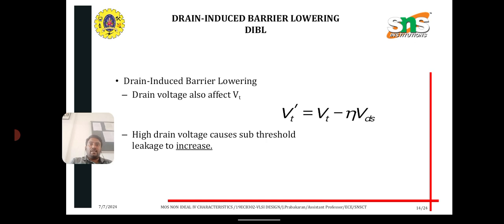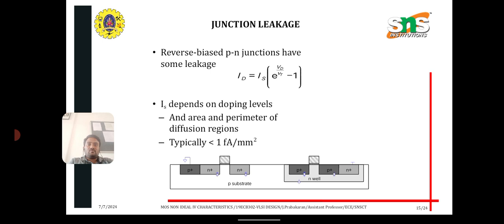And drain induced barrier lowering. In short channel MOSFETs, the electric field from the drain can lower the barrier for carrier injection from the source to the channel, causing increased off-state current. In the IV characteristic, DIBL, which means drain induced barrier lowering, manifests as an increase in off-state current and a reduction in threshold voltage with increasing drain voltage.